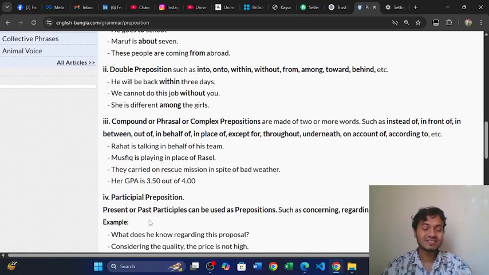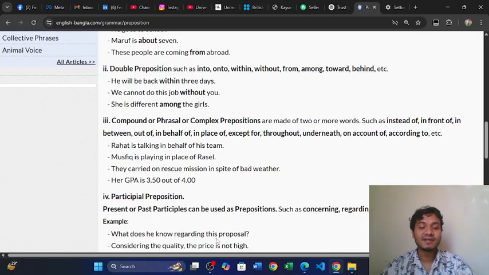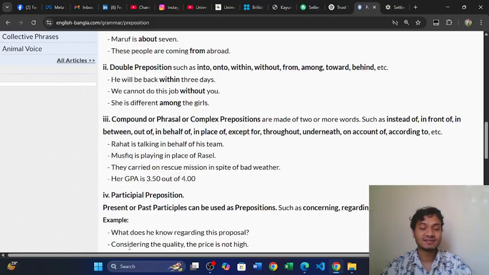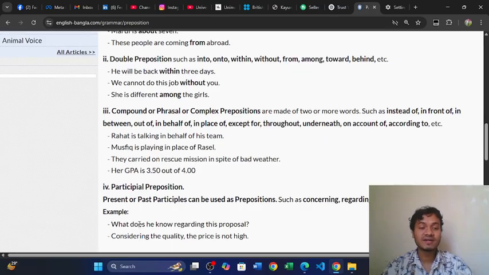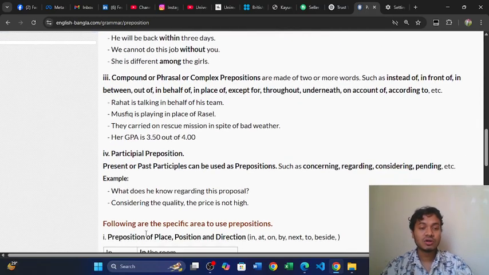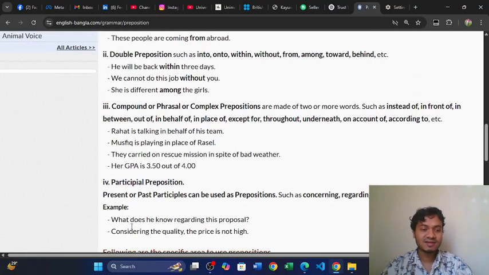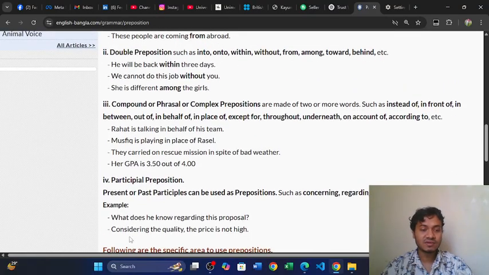Okay, so let's see another part of prepositions: the participle preposition. A participle preposition indicates a present or past participle that can be used as a preposition, such as concerning, regarding, considering, pending, etc. So, what does he know regarding this proposal? Considering the quality, the price is not high. Considering the quality, the price is not high. These are called participle prepositions.